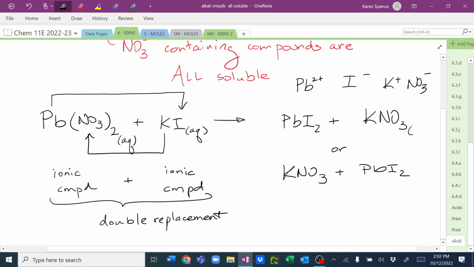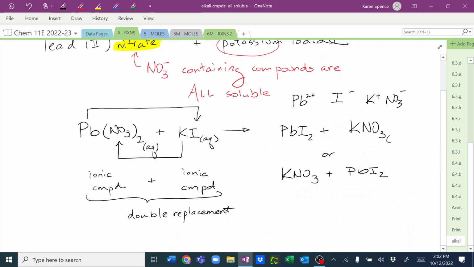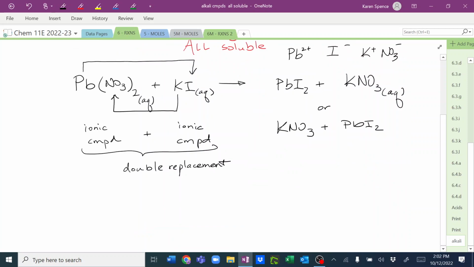Now, can you please tell me the state of the KNO3? How do you know that it is aqueous? It's got a nitrate and it's got an alkali. Okay. Now let's say that I told you that this reaction forms a precipitate.